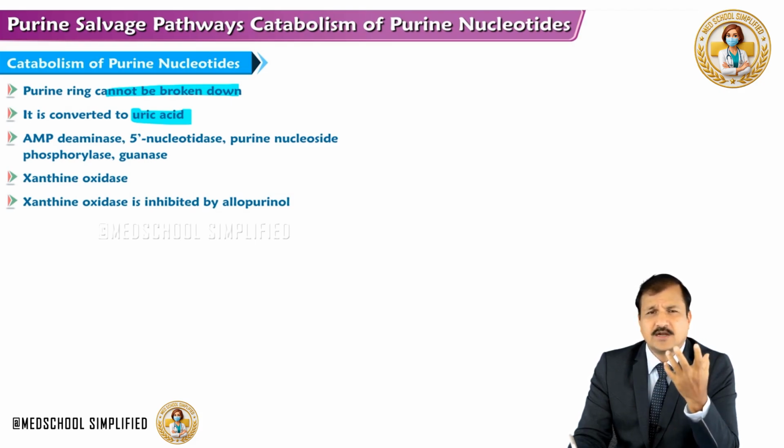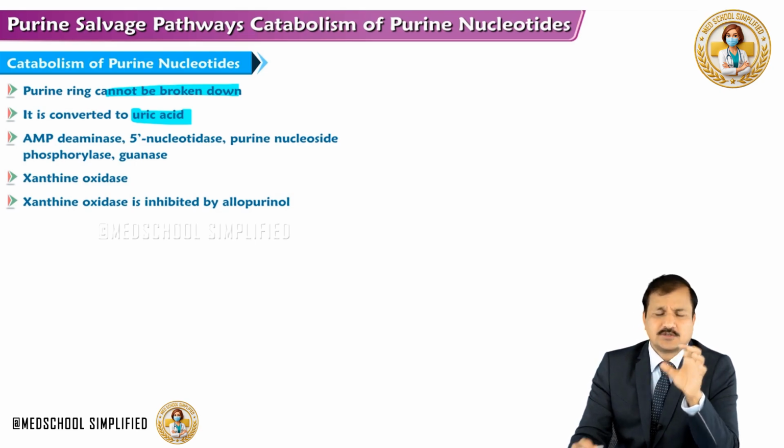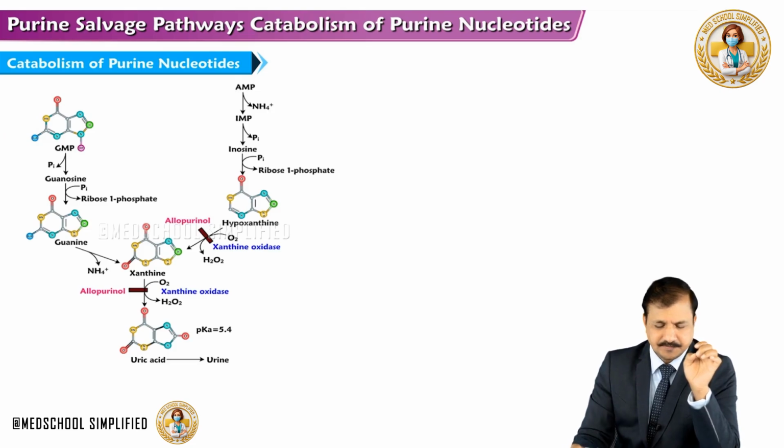So whenever there is higher adenine and guanine available because of increased cell turnover and all that, there is more uric acid being formed. There are certain enzymes involved in the degradation of purine nucleotides. They are AMP deaminase, 5' nucleotidase, purine nucleoside phosphorylase, guanase enzyme, xanthine oxidase enzyme, and furthermore xanthine oxidase enzyme can be inhibited by allopurinol. Let me explain all this to you using this figure here.